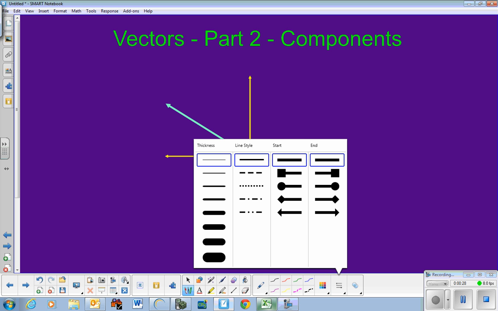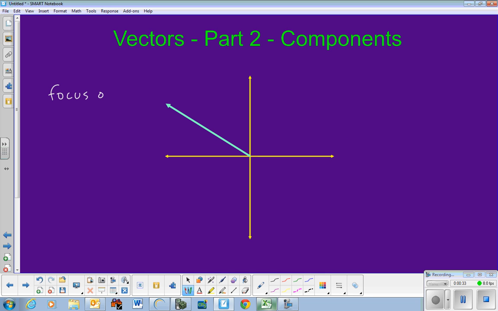So components means basically just focus on horizontal and vertical separately. All right, forgive me if I misspell. Separately, meaning if I have this blue vector, let's call it vector A, and if you put a little arrow over top of an A, that means that it's a vector.